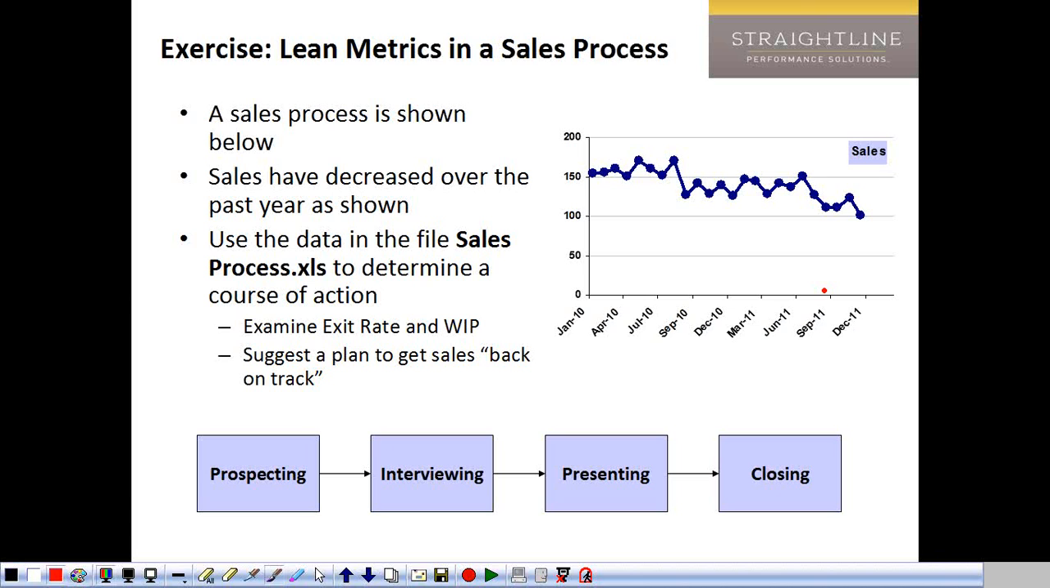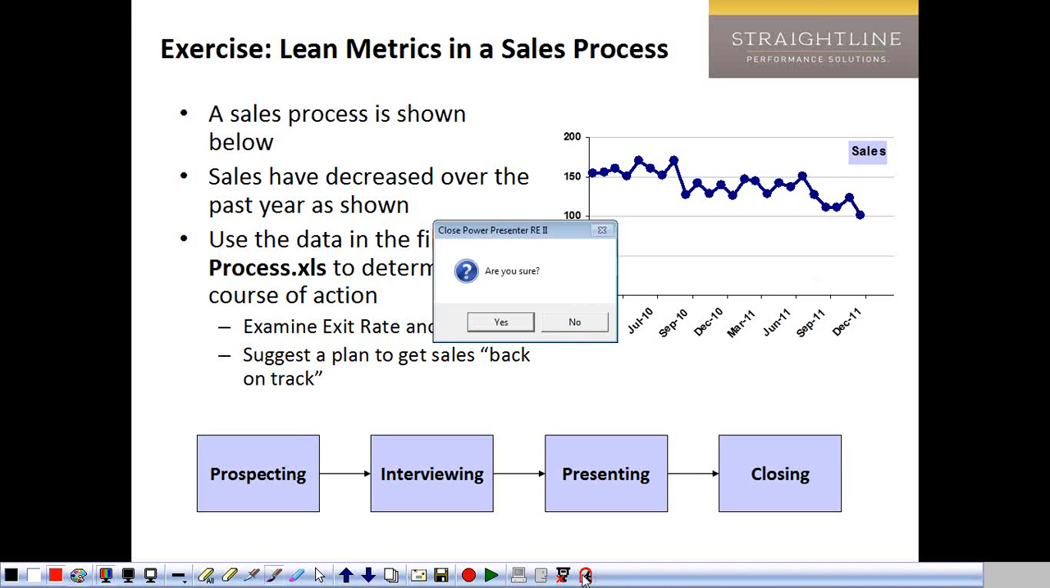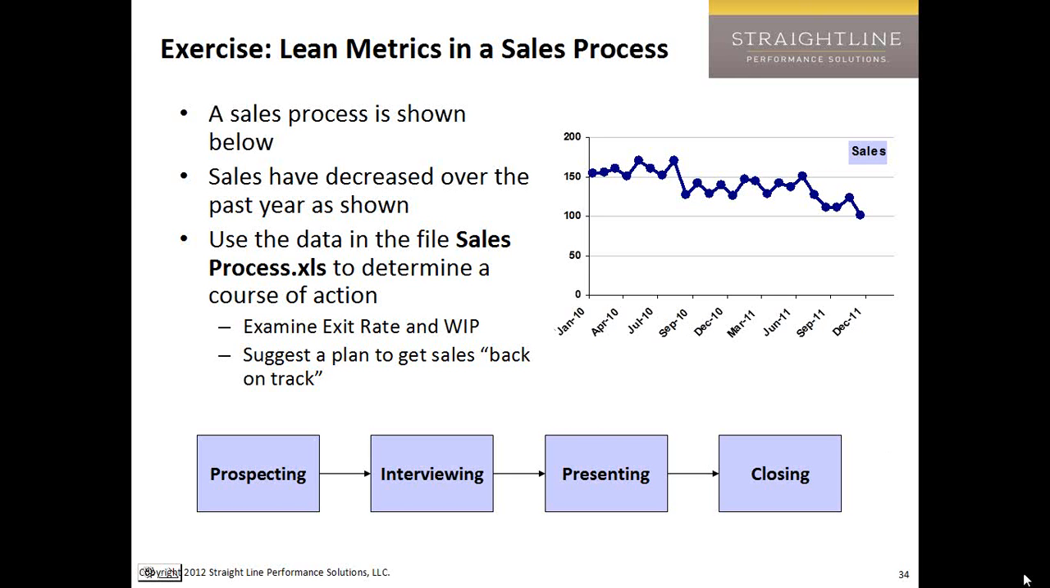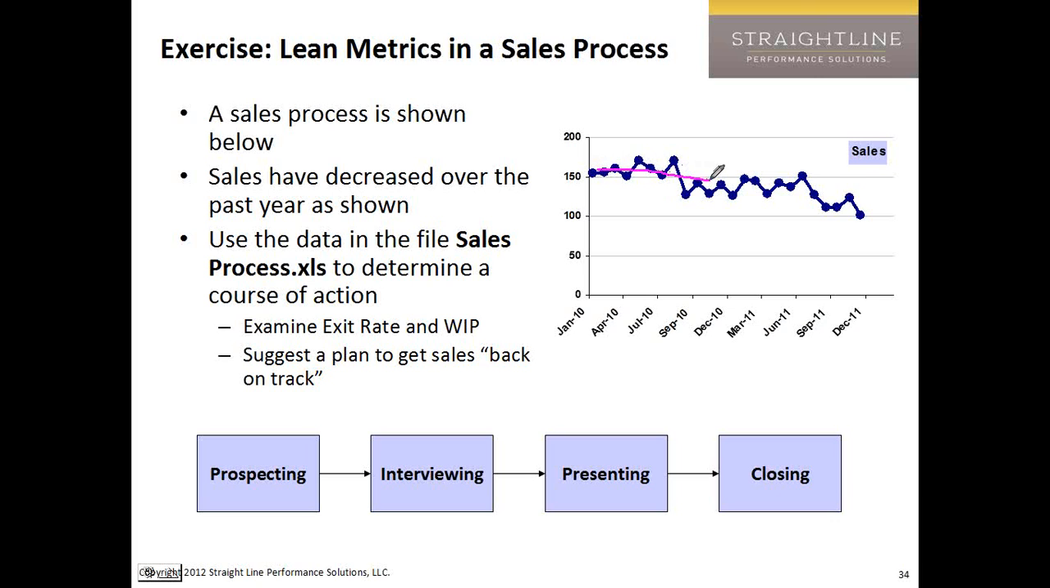On the final slide here, which is slide 34, there's an exercise using lean metrics in a sales process. So the sales process that's shown to the right here is clearly in decline. If we look at the decreasing slope, whoa, not looking so good. If you're the director of sales, you've got some explaining to do maybe.